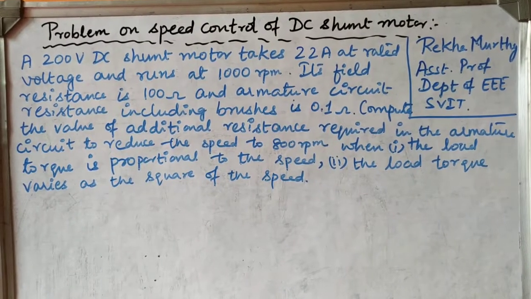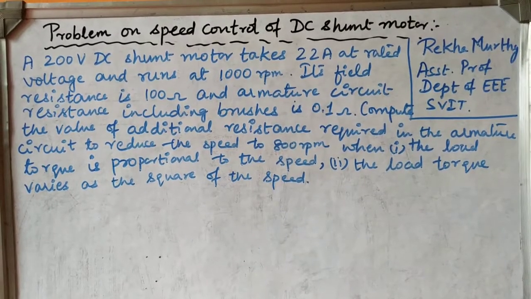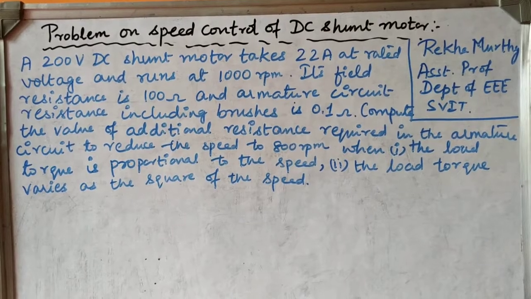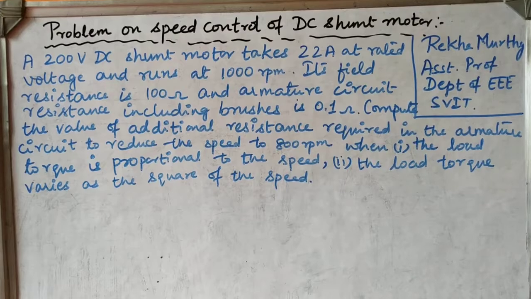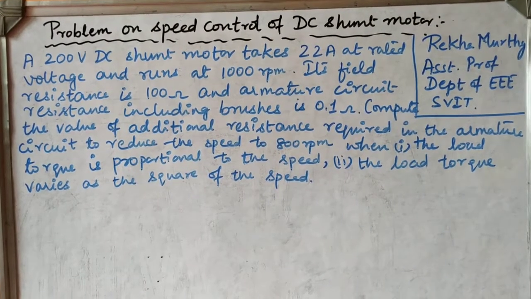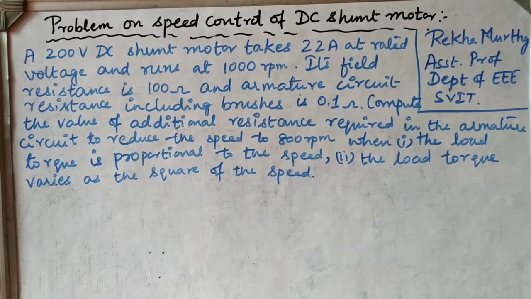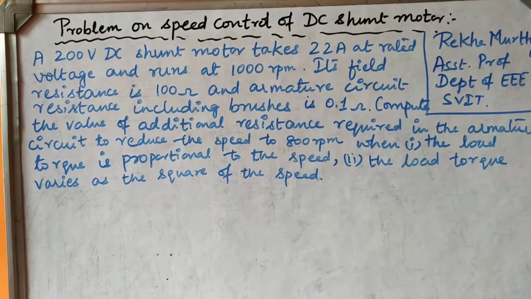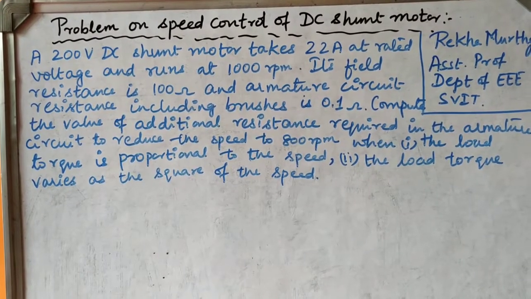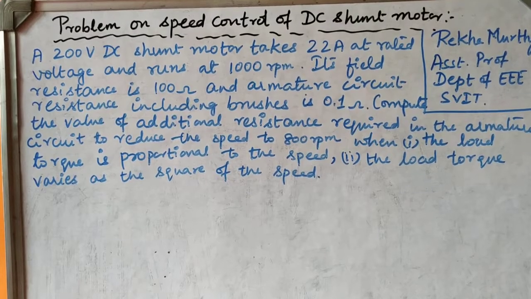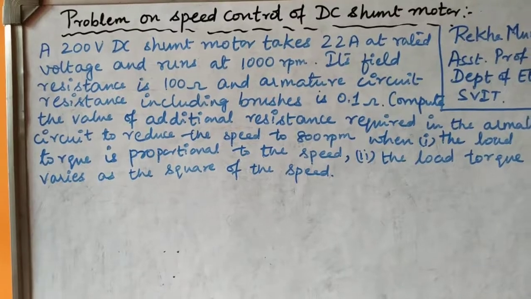Today I'm here to explain the problem on speed control of a DC shunt motor. So this belongs to the electric motors subject from 4th sem EEE. So the problem is a 200 volt DC shunt motor takes 22 ampere at rated voltage and runs at 1000 rpm. Its field resistance is 100 ohm. So let's write down the given data parallelly.